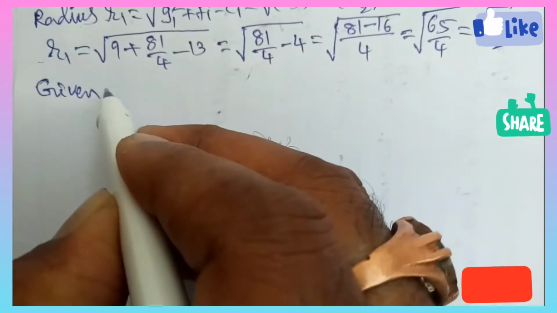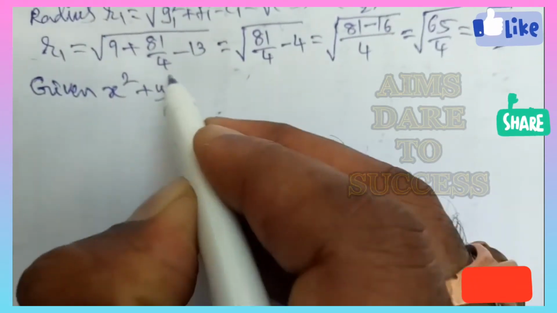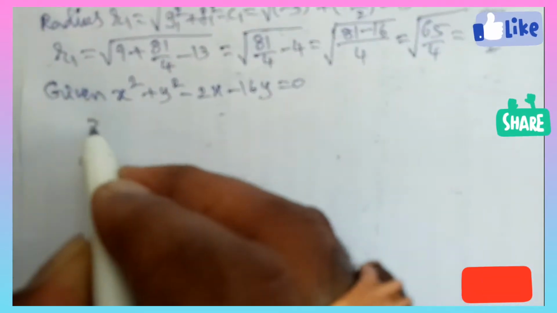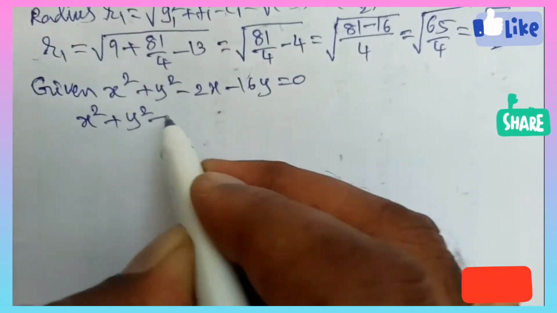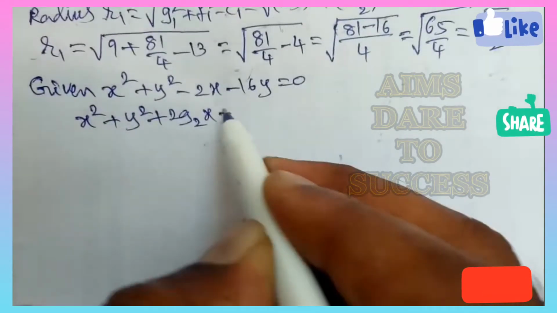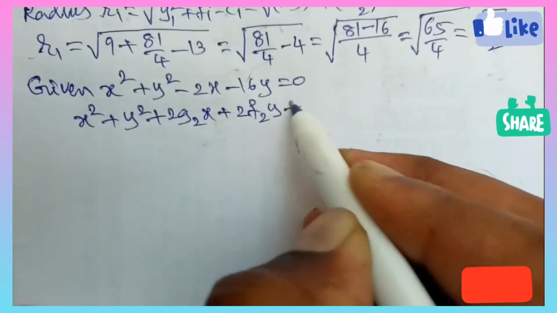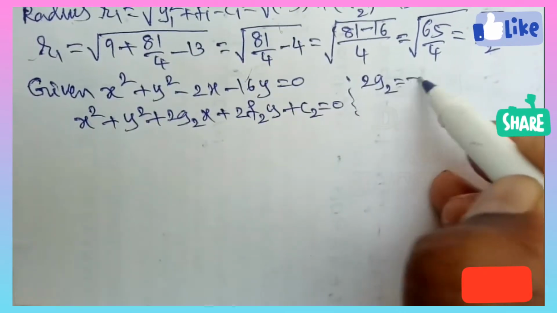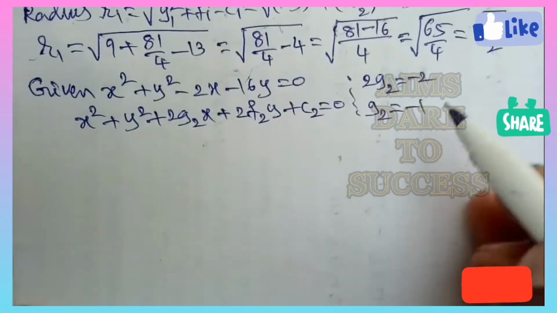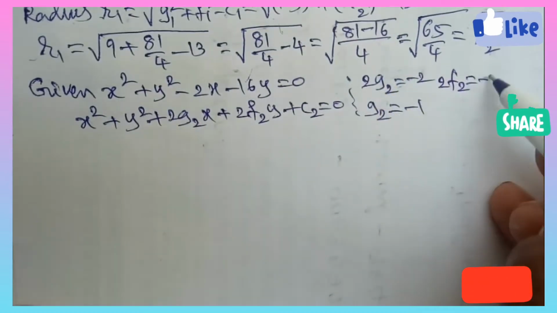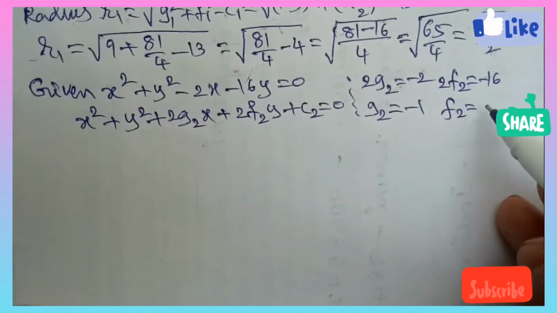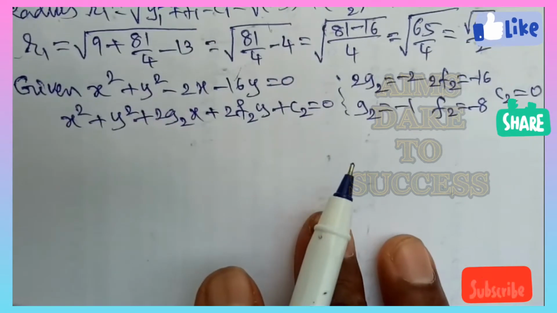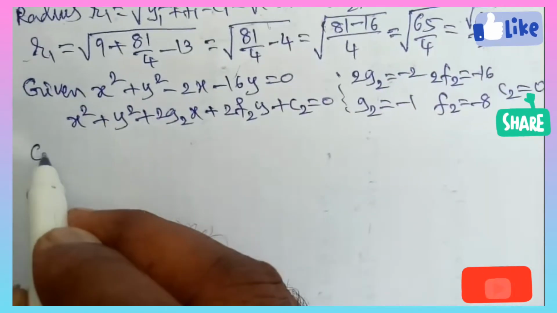Next, given second circle x square plus y square minus 2x minus 16y is equal to 0. This looks like x square plus y square plus 2g2x plus 2f2y plus c2 is equal to 0. Comparing x coefficients, we get 2g2 is equal to minus 2, g2 is equal to minus 1. Comparing y coefficients, 2f2 is equal to minus 16, f2 is equal to minus 8, and c2 is equal to 0. There is no constant, so c2 is equal to 0.